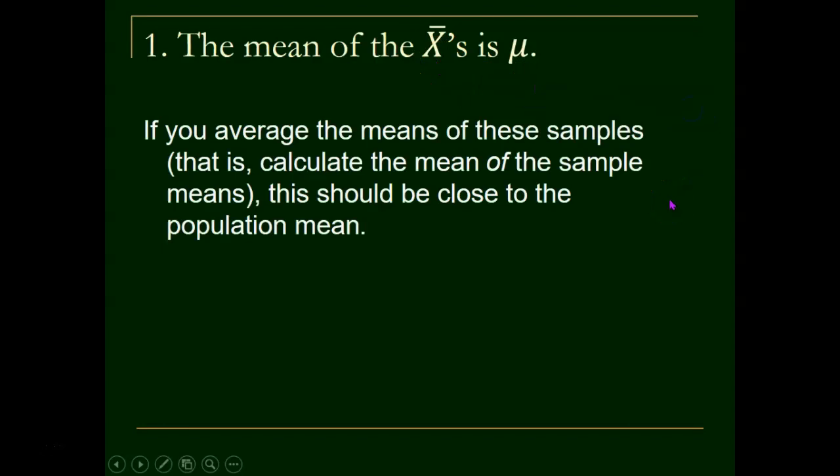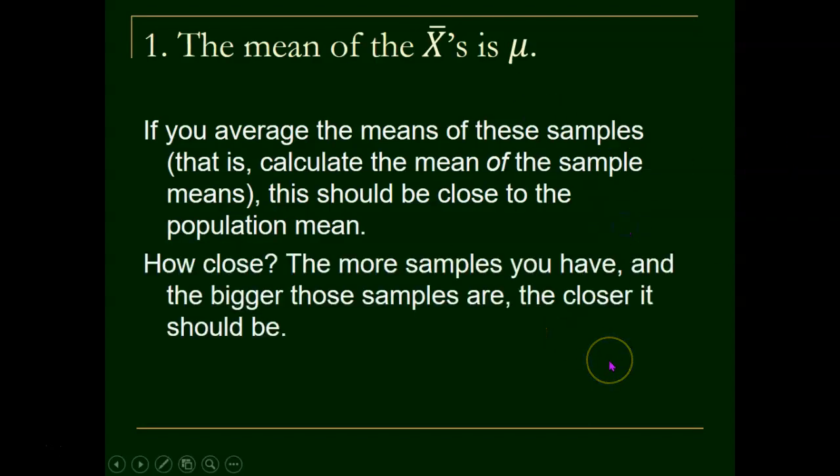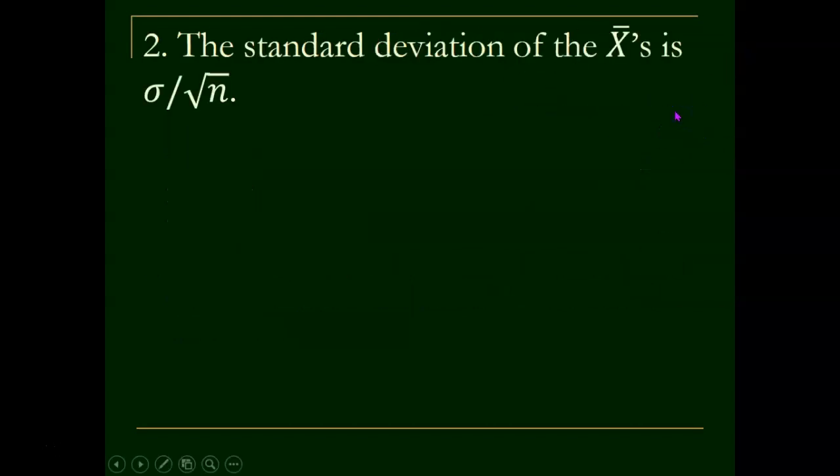So if you took a bunch of different samples, calculated the mean for each of those samples, but then averaged those sample means together, what you end up with by doing that, the mean of the sample means, should be close to the mean of the whole population. How close? Well, the more samples you have and the bigger those samples are, the closer it should be. Okay, second thing it tells us, the standard deviation of the sample means is sigma divided by the square root of n.